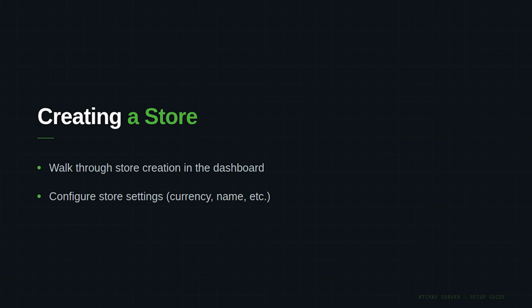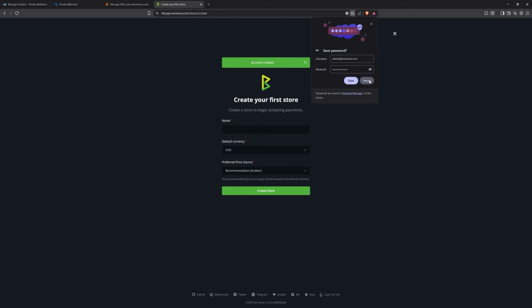Next, you will be creating a store through the dashboard. Give your store a name, a default currency, and set the preferred price source. Kraken is the recommended source. It supports Monero, and you can get the price through it. Click to create the store.